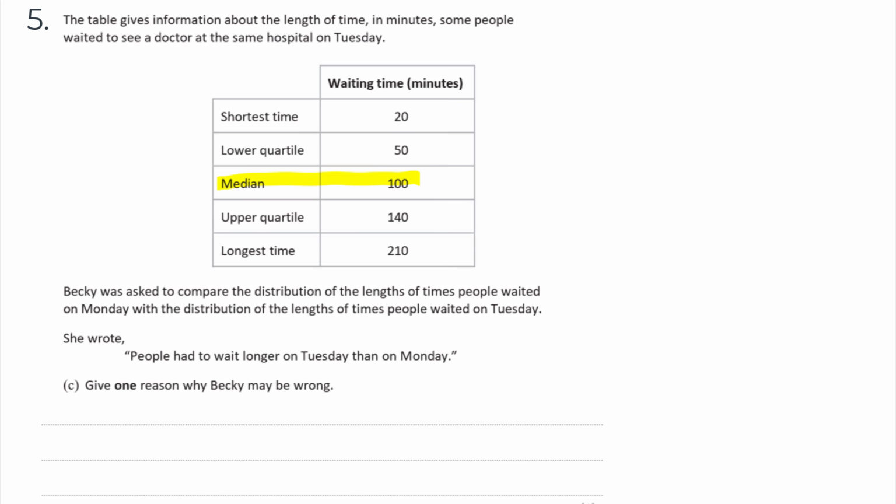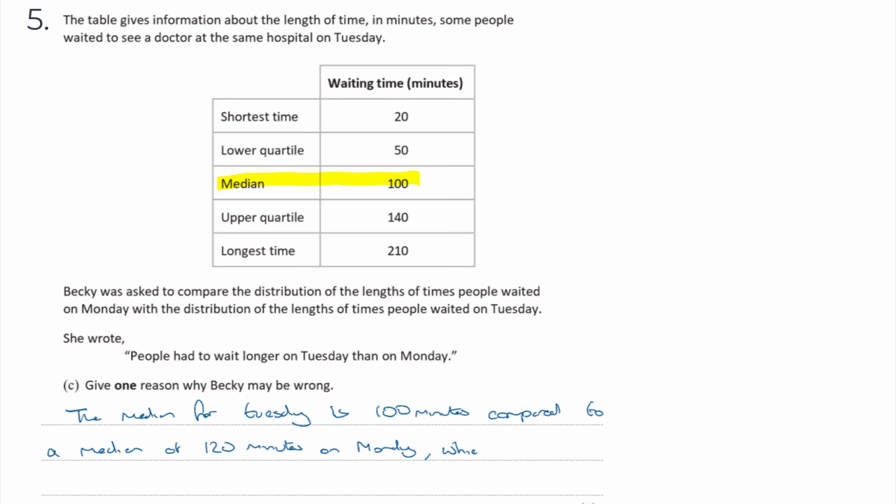So I'm going to say the median for Tuesday is 100 minutes compared to a median of 120 minutes on Monday, which may indicate that people on average waited longer on Monday.